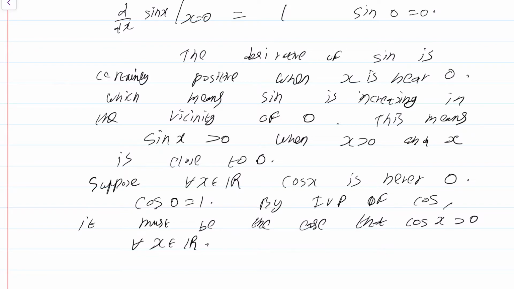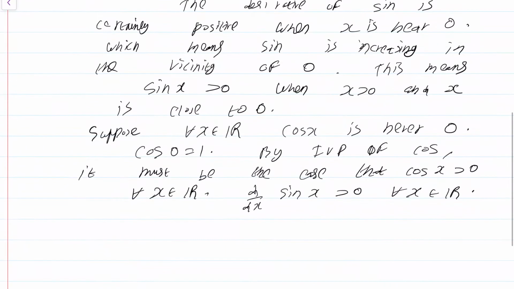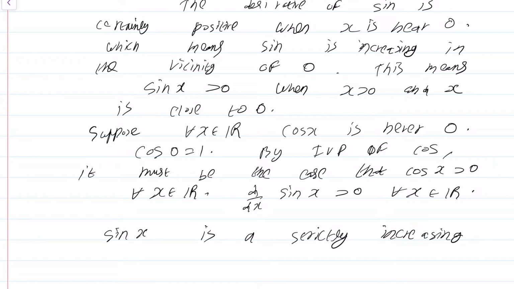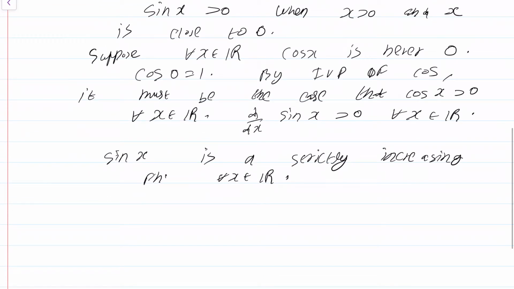So what does this tell us? This tells us that d by dx of sine x is greater than 0 for all x in R, which just means sine x is a strictly increasing function on the whole of R, not just in the vicinity of 0. Now, we are going to manipulate sine and cos using the trigonometric identities that we established in the last module to derive what we need.